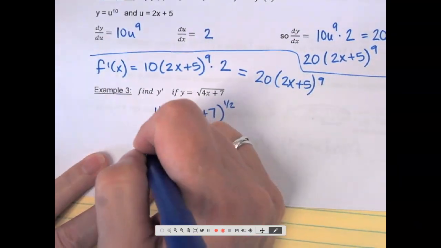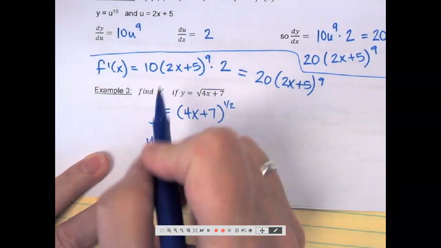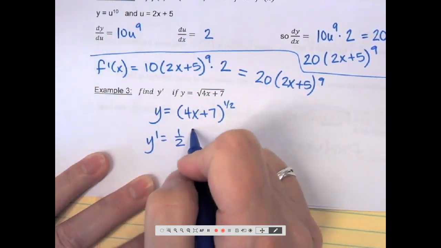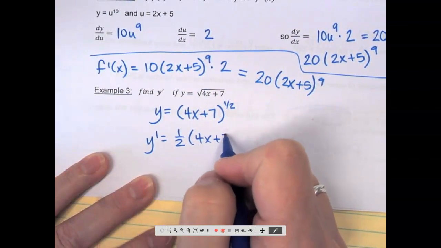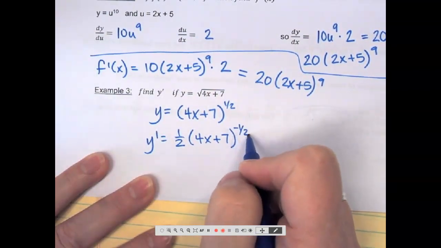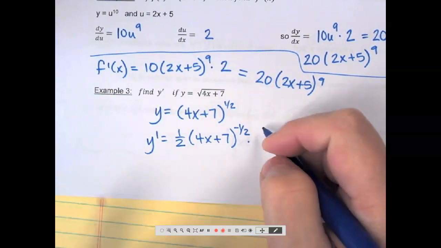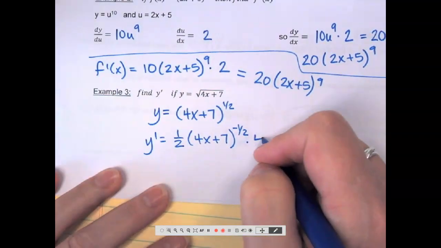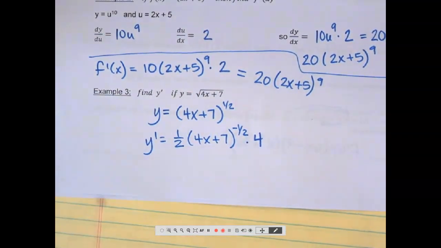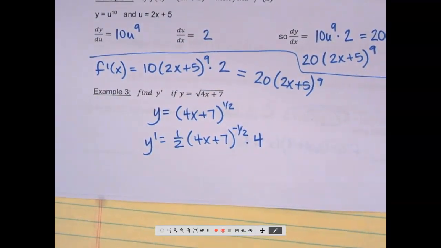Okay, so my derivative will be: bring the 1/2 down, raise all of that stuff to the negative 1/2. Where did I get negative 1/2? 1/2 minus 1. Times 4, so then that equals y prime, times 4, which is the derivative inside. Okay, now this is something I would simplify. Let's multiply 1/2 times 4. 2. 2 out front.